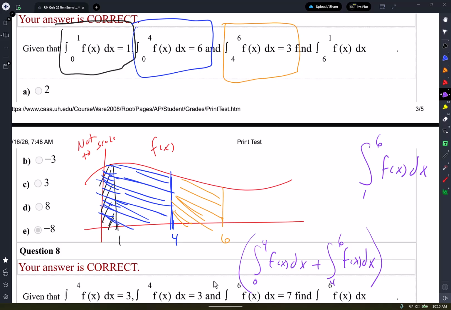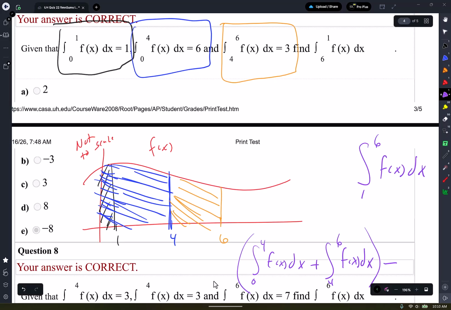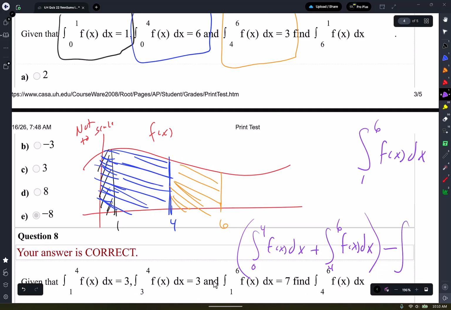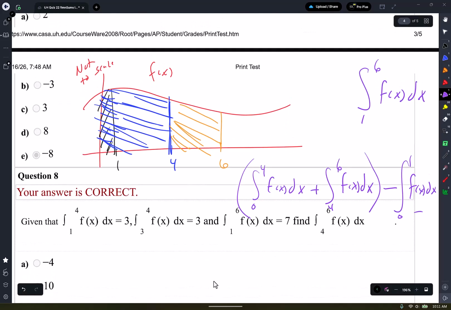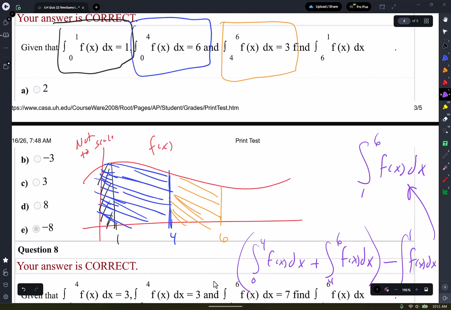And I need to subtract the area in black, so minus. So what's the area in black? From what to what? So if I subtract 0 to 1, will that give me the area from 1 to 6? Yes. So I'm going to put an equal sign here. That's going to give me that. Are we okay? Okay, so check it out. Don't worry, we're going to get the right answer.